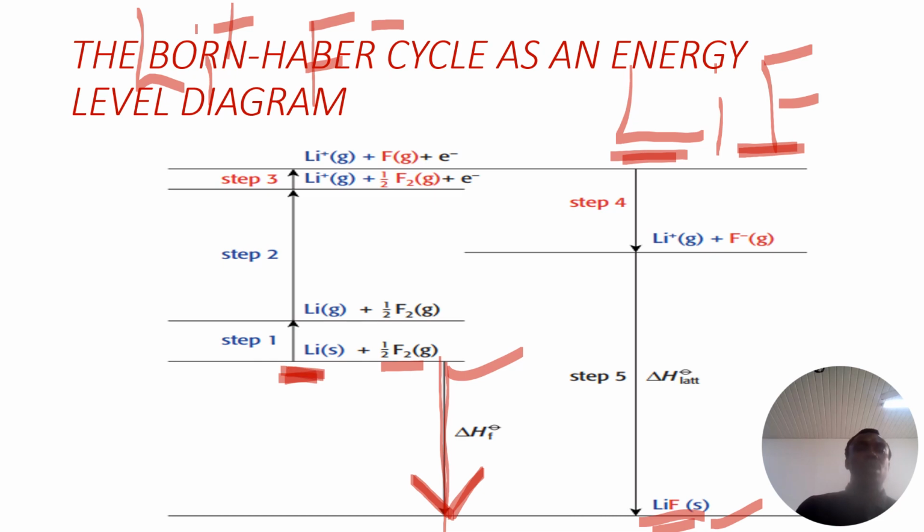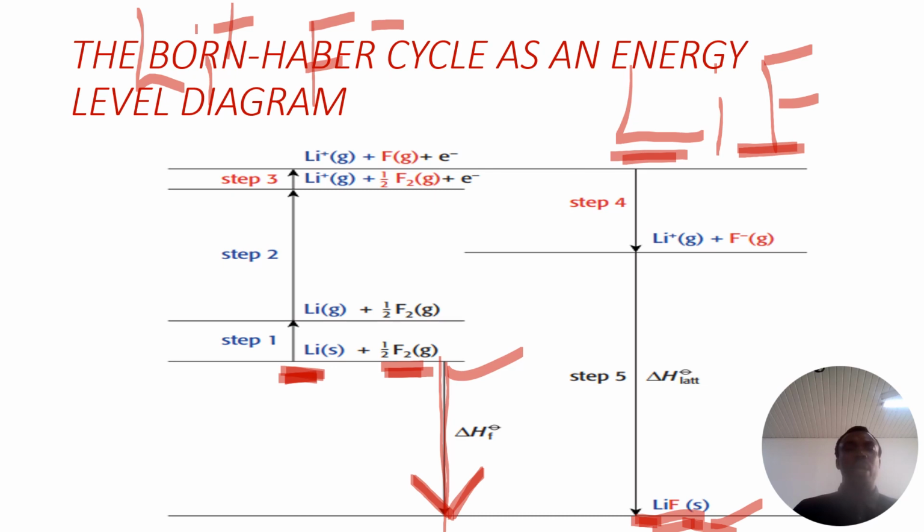You can see that the atoms and the charges are balanced. Lithium is 1 here, fluorine is 1 here. So the atoms balance. Let's look at the charges. The charge is 0, and the charge is 0. So the atoms and the charges are also balanced.